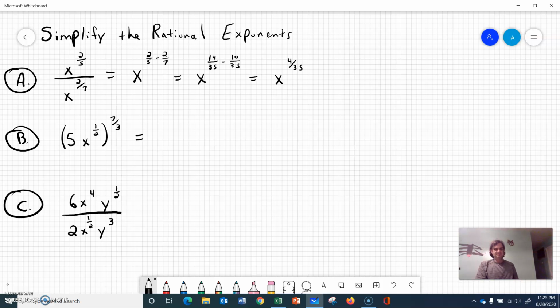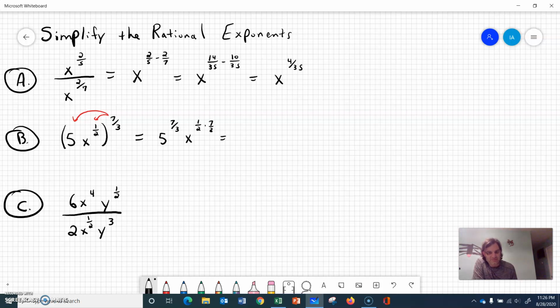Here, the second one. I have the quantity of 5x to the 1/2 raised to the 7/3. Now, since I have an exponent on the outside of the parentheses, I can push that into each part. So I will have 5 to the 7/3, and I will have x to the 1/2 times 7/3. Because when we raise a power to a power, we end up multiplying.